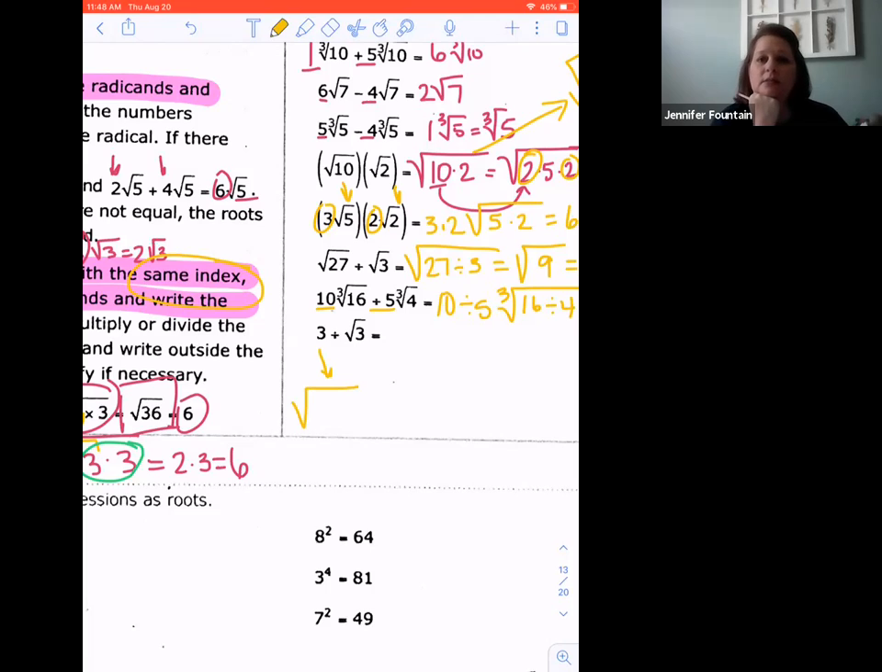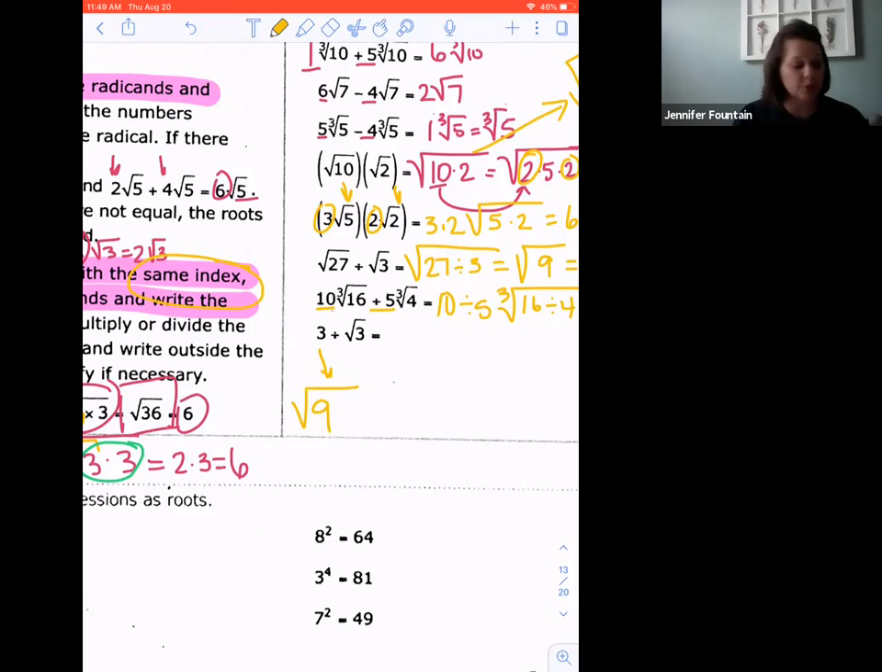What is the perfect square of 3? What is 3 times itself? 3 squared is 9. So I'm able to turn that whole number into a radical. Okay? So to be able to divide radicals, they both have to be radicals.